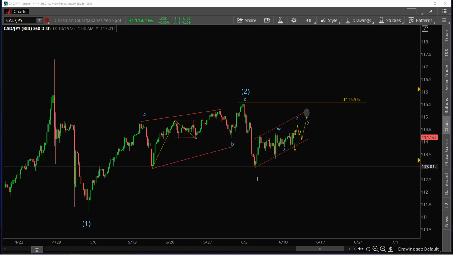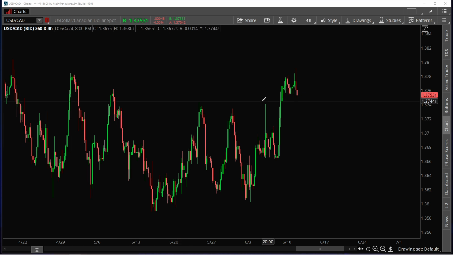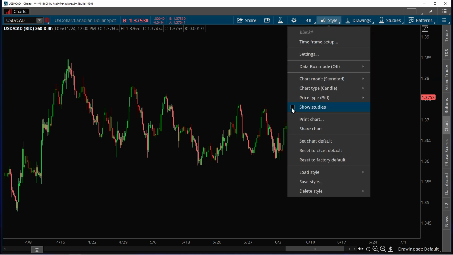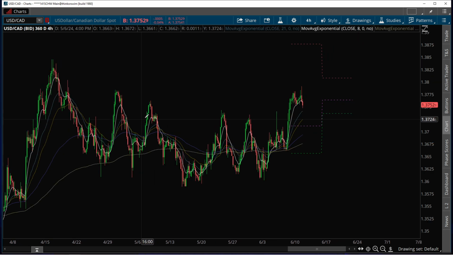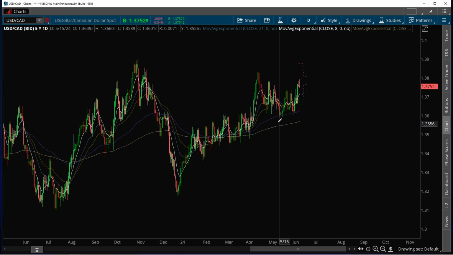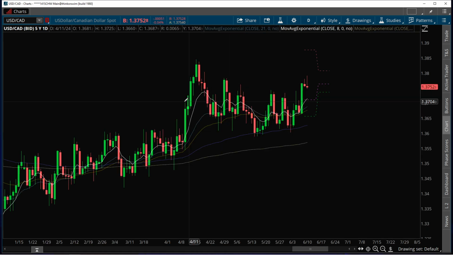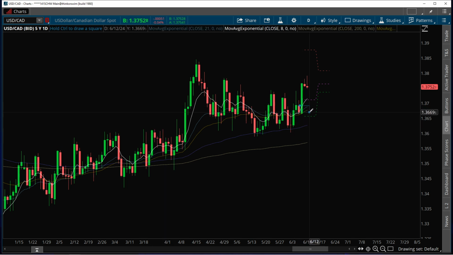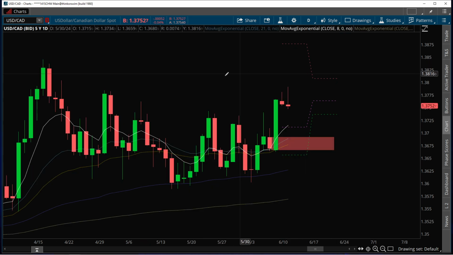So let's check out dollar CAD. And when we look at dollar CAD on the 4 hour chart, let's go daily. We went over yesterday that we've got a lot of traders here. We've got daily order block traders that we just broke structure. I'll zoom in here.